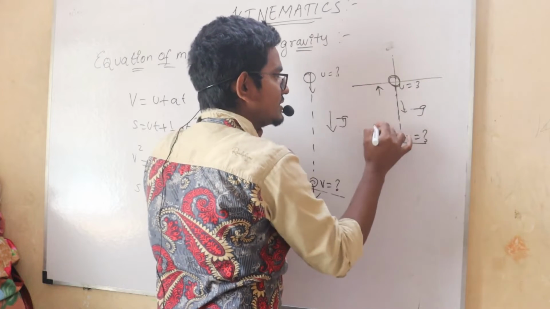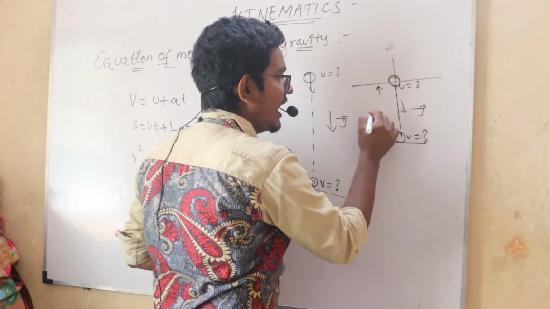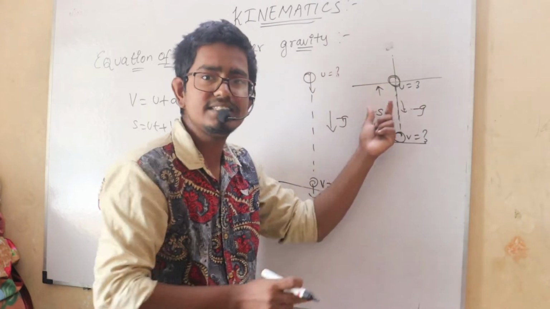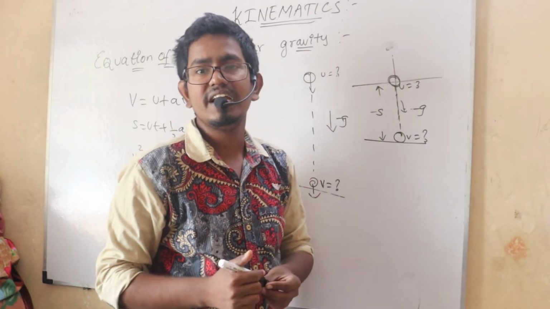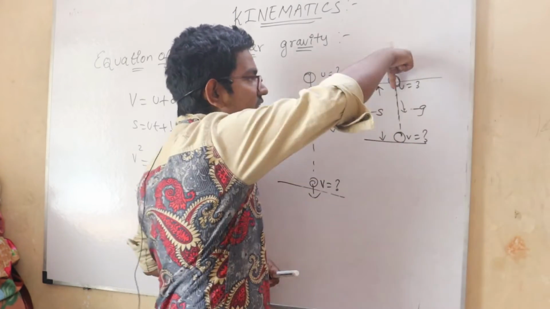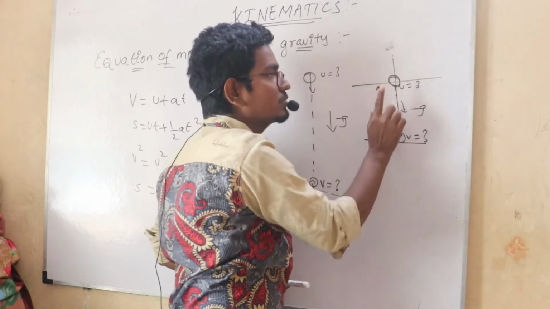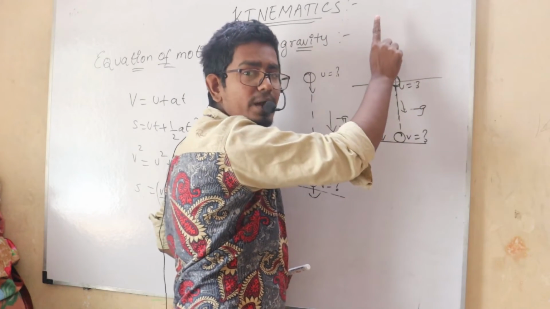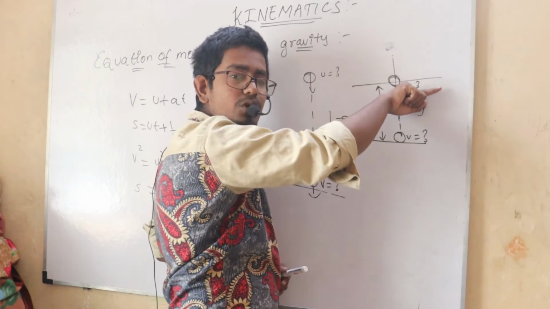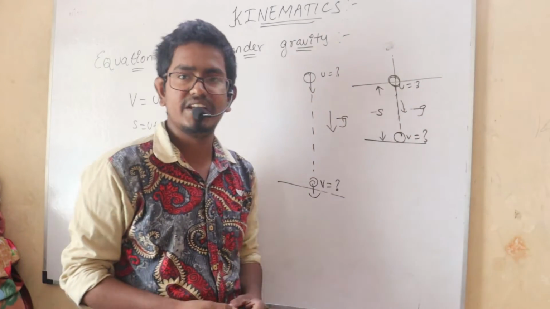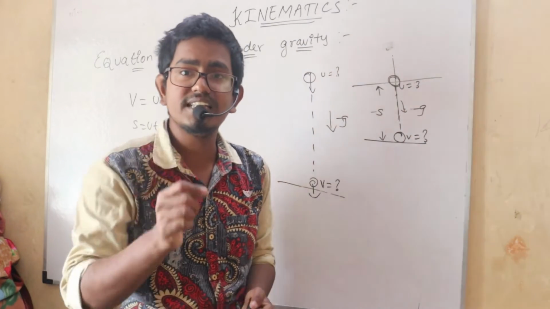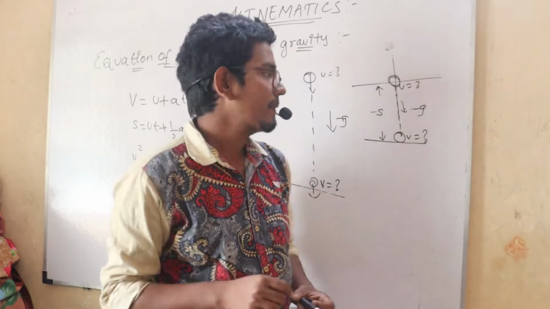It is the displacement, and it is minus s. Why am I writing minus s? Because it is in the negative y direction. You can see the direction, it is in the negative y direction. If it is going like this, then it is positive y direction. If it is going like this, then it is positive x direction. If it is going like this, then it is negative x direction. We should always consider the direction.